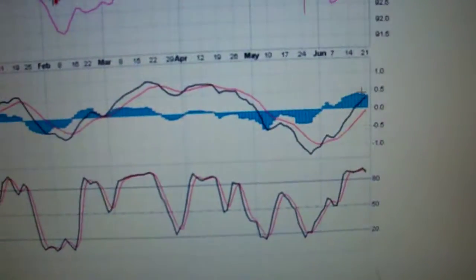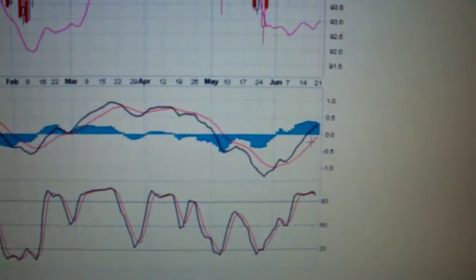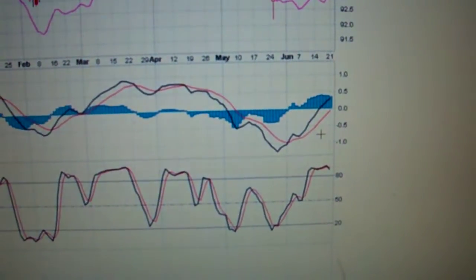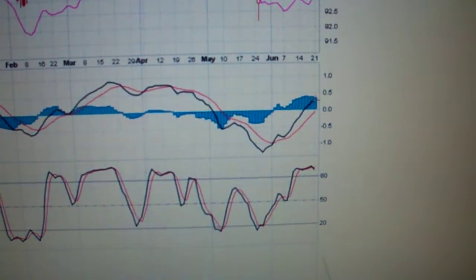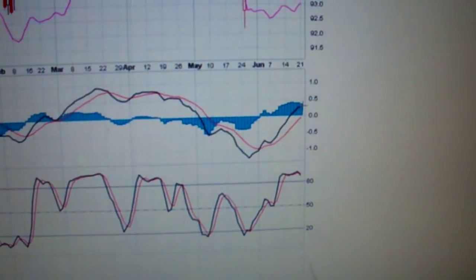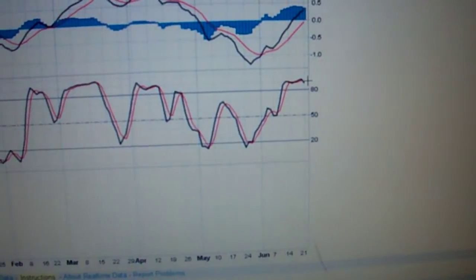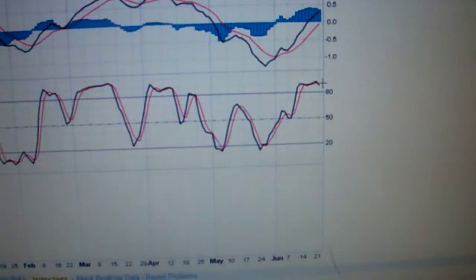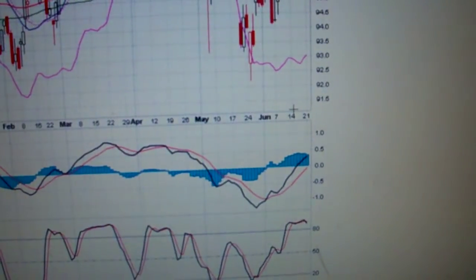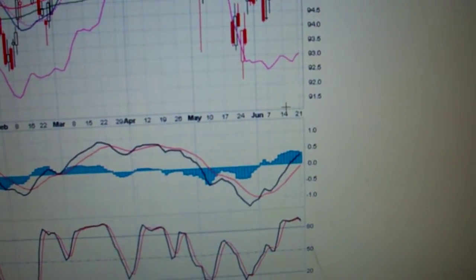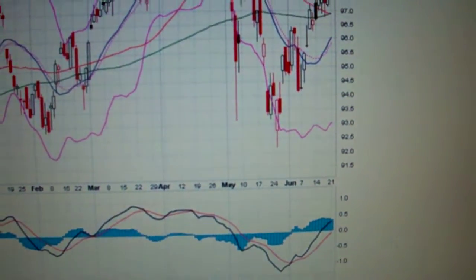The histogram has been ticking down now for about 3 or 4 sessions, so the momentum is definitely drying up. You see the slope here, it's starting to roll a little bit. It's still above the 0, and you have a stochastic reading that is 86 and 89, and this market is overbought, so you do have to respect it still, but it put in a very bearish candle today.